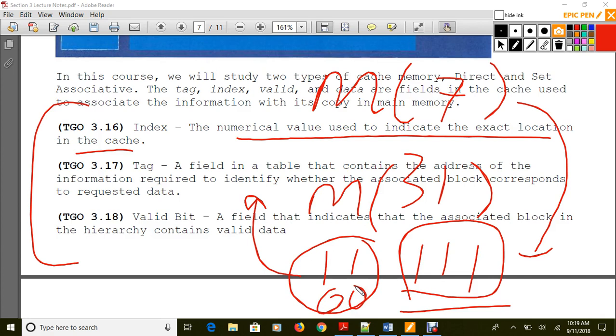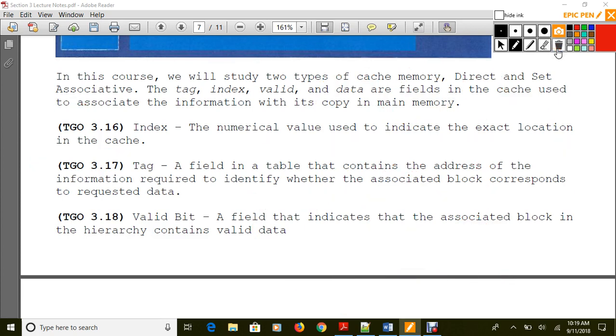I mean, the index is kind of home, but the tag tells me specifically who's living in there at the given moment, right? And then the valid bit basically tells me whether or not it's actually been written to, right? So it's a field that indicates the associated block in the hierarchy contains valid data.